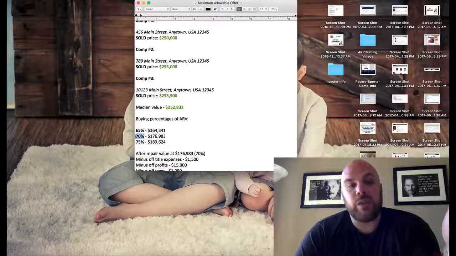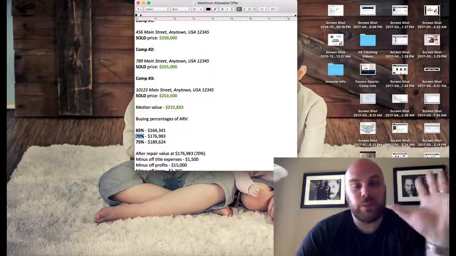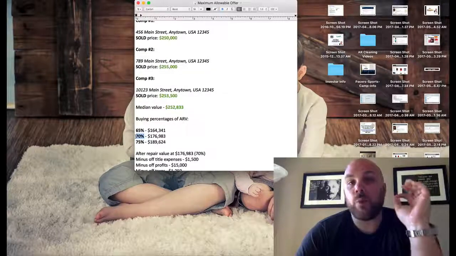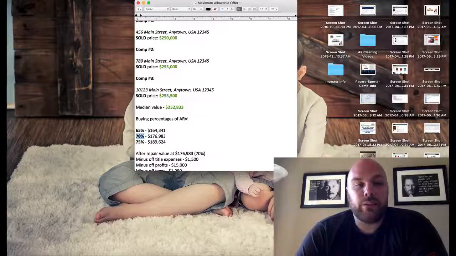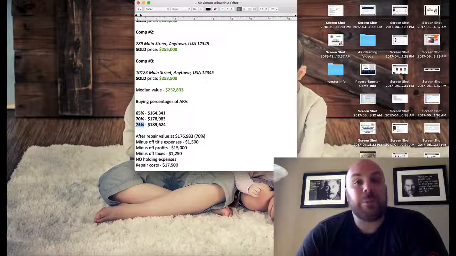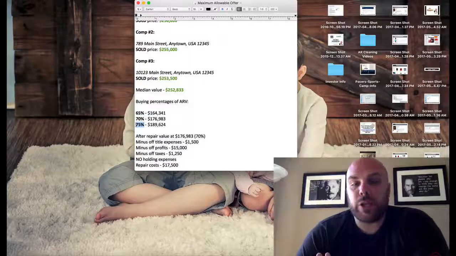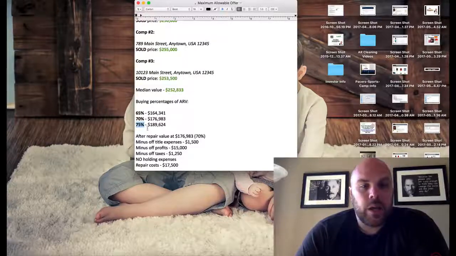Now, I'm not saying you can't start at 65% and then get yourself up to 70%. I'm not saying that's not what you can do. I'm just saying a lot of people are going to eventually be around the 70% range. Can you go up to 75%? Absolutely. Do your numbers. Make sure it works. If it works, then you're good to go.